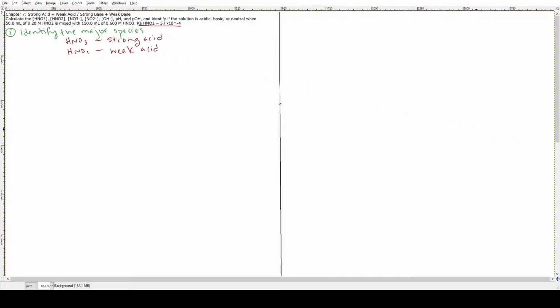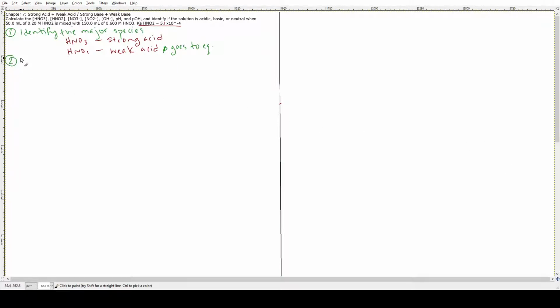All right, knowing that, I just want to make a quick note. One of these is going to go to equilibrium and one of them completely dissociates. Which one completely dissociates? Nitric acid. Which one goes to equilibrium? Nitrous. Okay, so knowing that, let's move on to step 2.